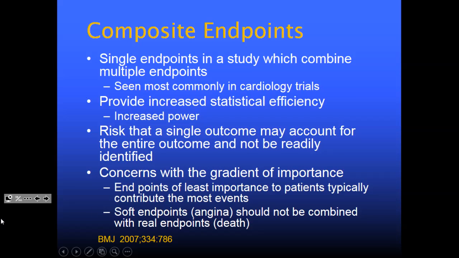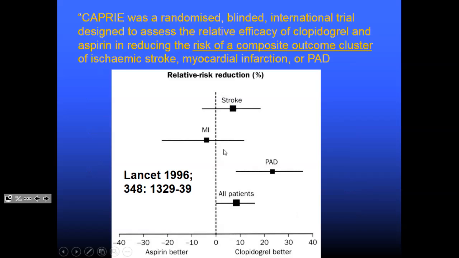Composite endpoints are a single endpoint in the study which combine multiple endpoints. And I think the example is very beautiful to illustrate this. You see these in cardiology trials all the time. What it does is it increases your statistical efficiency, increases your power, ability to detect the difference. However, there's a risk that a single outcome may account for the entire outcome. And let me just illustrate this.